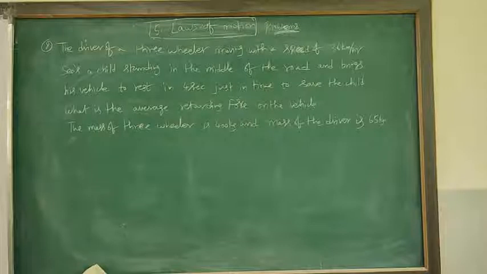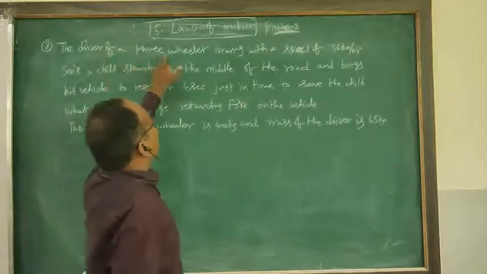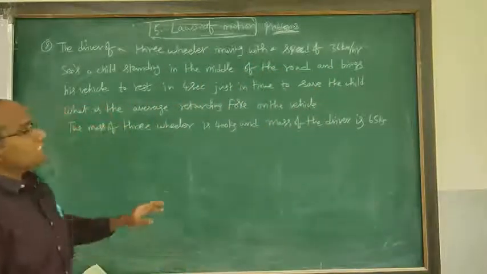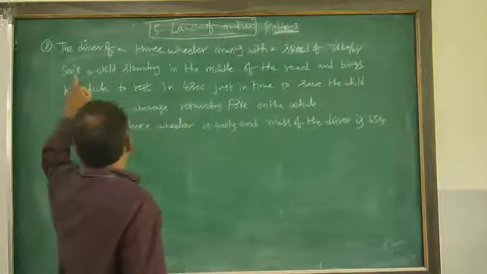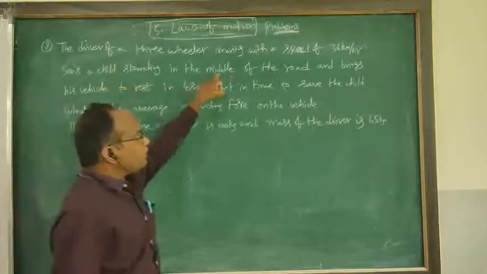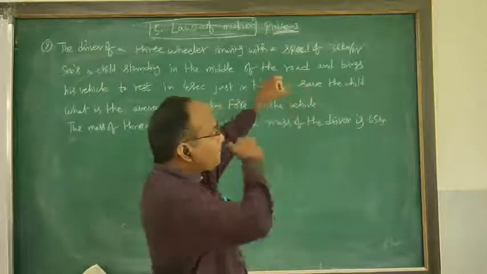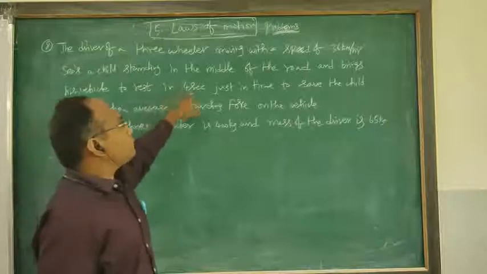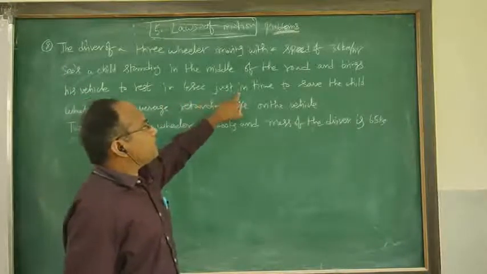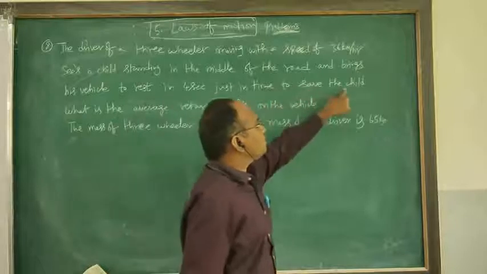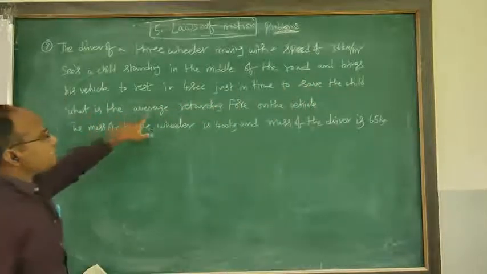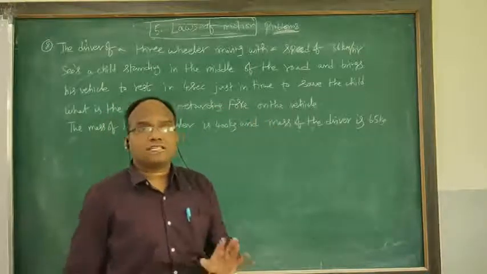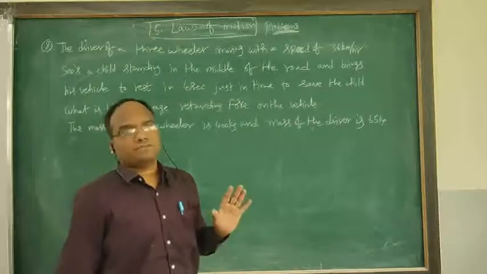See the 8th problem. The driver of a 3-wheeler moving with a speed of 36 km per hour sees a chain standing in the middle of the road and brings his vehicle to rest in 4 seconds, just in time to save the chain. What is the average retarding force on the vehicle? Retarding force they are asking. Retarding force means minus.